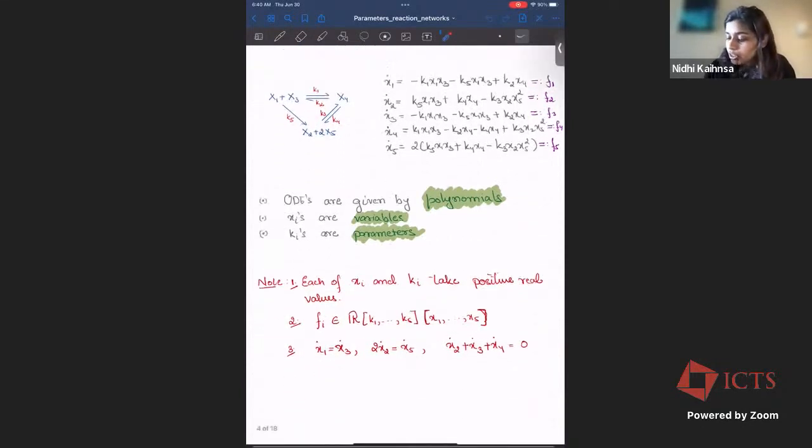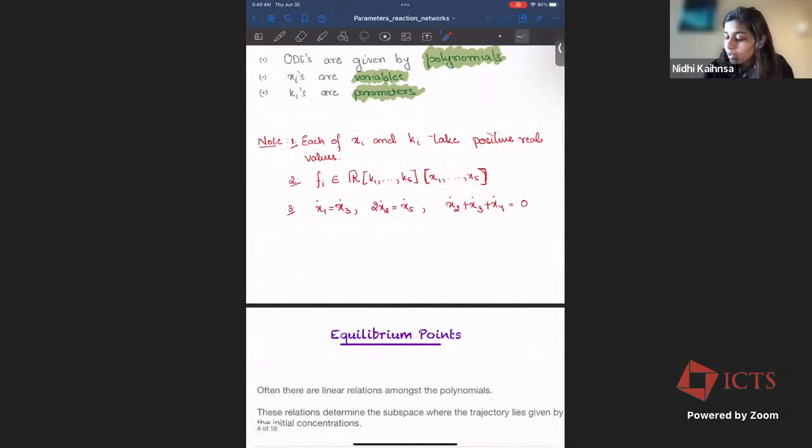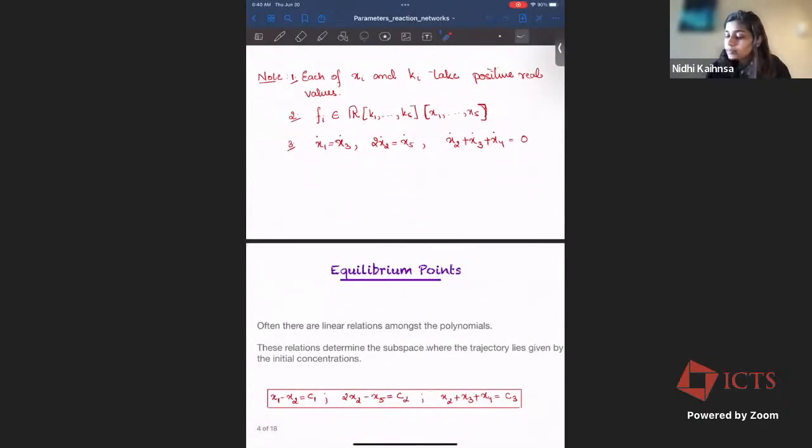Just to reiterate, there is some linear subspace, and that linear subspace is determined by the initial value point that is given to me in the beginning of creating the trajectory. That specifies my 3 equations and the subspace where my trajectory will lie. That subspace we often call the stoichiometric compatibility class.